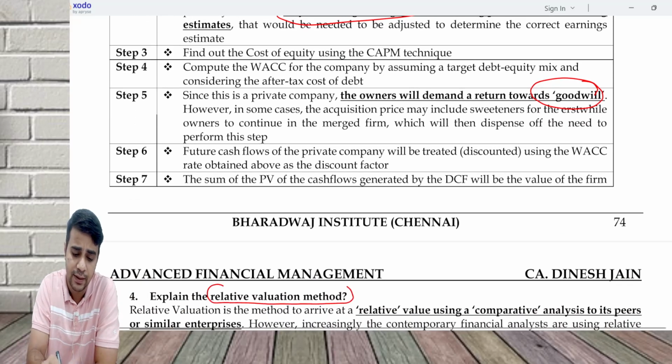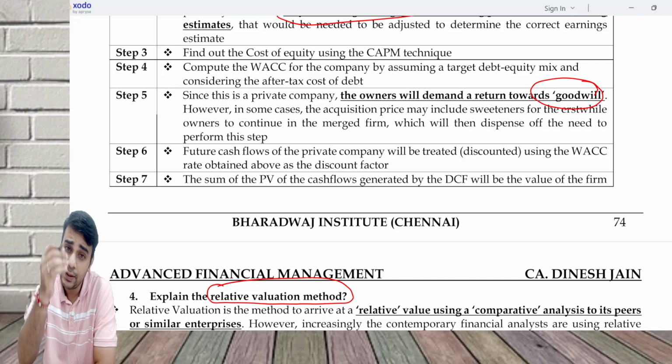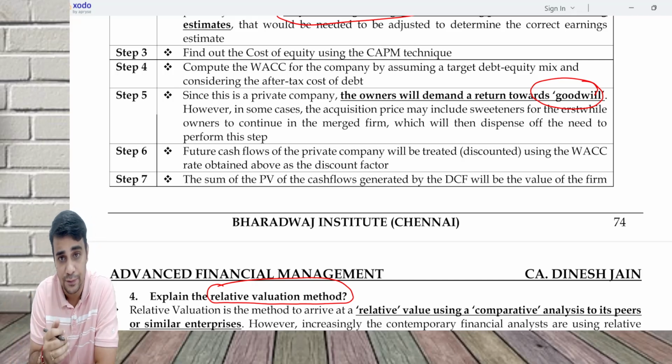Relative valuation method, practically the most important method of valuation. In fact, the three methods which we saw, that is your asset based valuation, earnings capitalization method, and cash flow based, you can arrive at a value under each method, but in order to validate that answer, whether what we have done is right or wrong, that validation can come through relative valuation model.